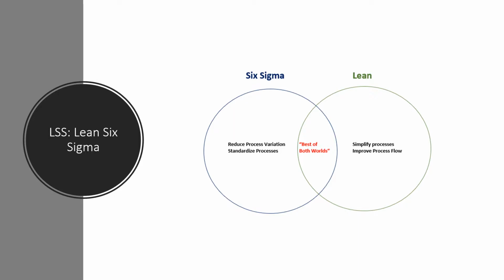And again, Six Sigma is about reducing that variation, improving processes, whereas Lean is about simplifying processes, reducing waste, improving process flow. And of course, if you combine the methodology of the two, it really is, in my opinion, the best of both worlds.